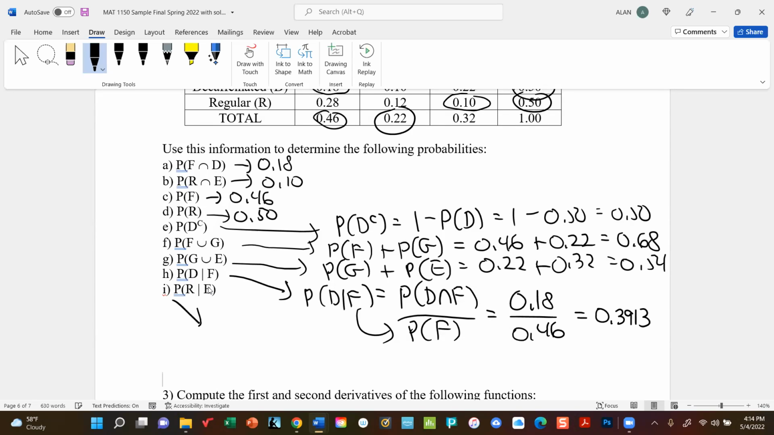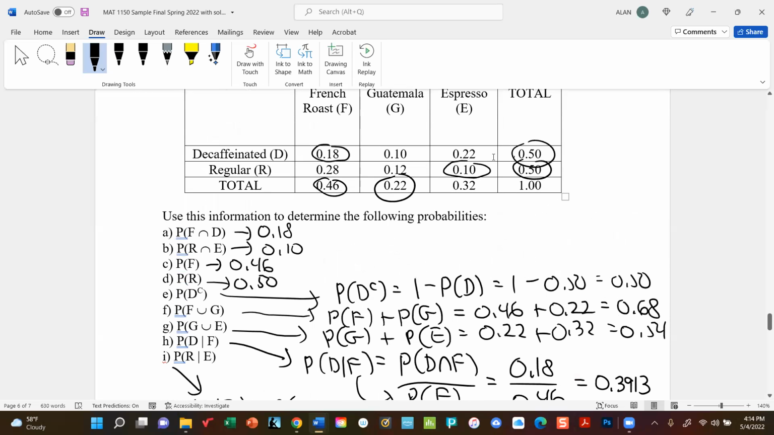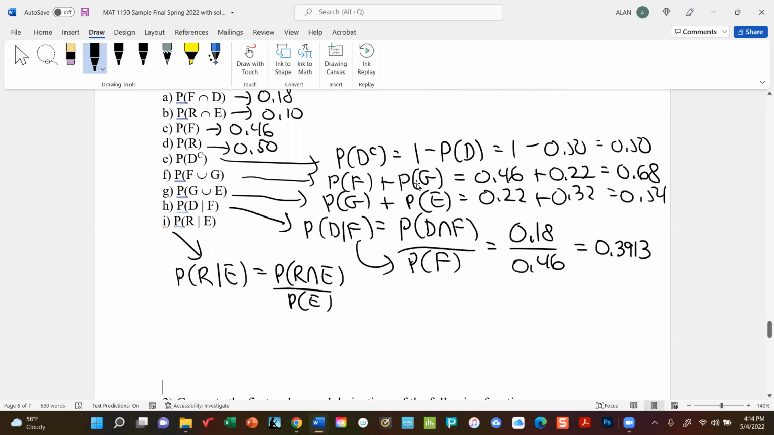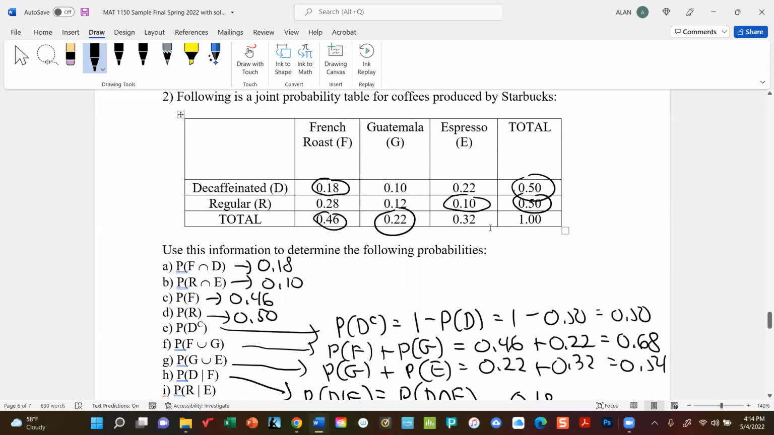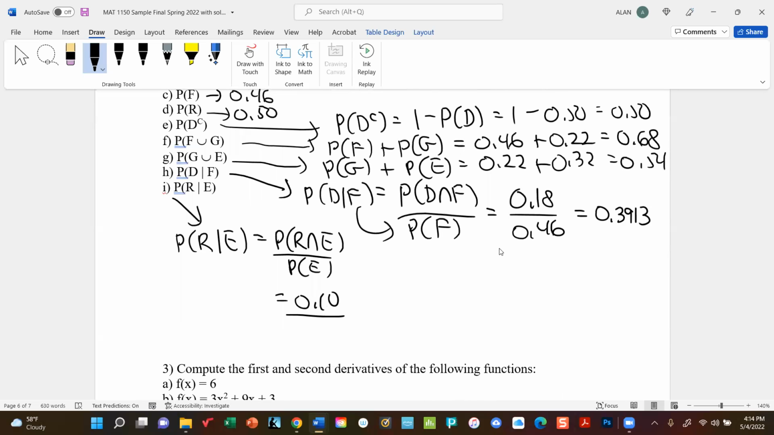And then finally, this one means the probability of both R and E, regular espresso, divided by the probability of espresso. So regular espresso is right here, which we saw earlier is 0.10. And all the espressos have a total probability of 0.32 right there. So here we have 0.3125.